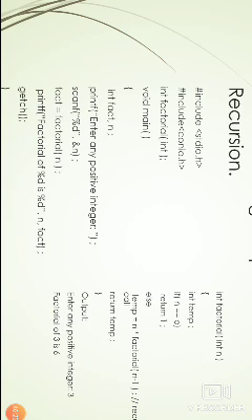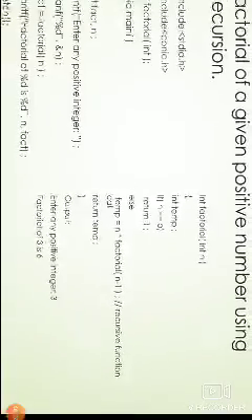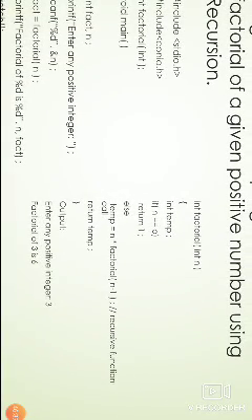Now I'm writing the function definition of factorial. int factorial(int n). Here factorial is the function name, int is the return type, and n is the formal parameter. Open the curly braces, int temp; I am declaring a temp variable.